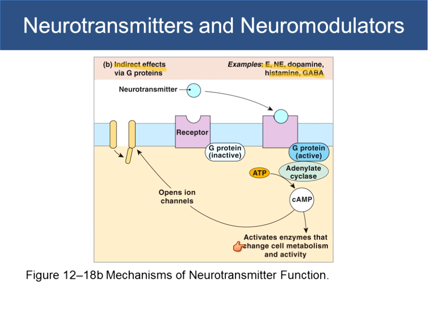So right now it says activates enzymes that change cell metabolism and activity. That just means all the things that could be going on inside the cell. All of those things that happen within the cell, the things that we want the cell to do, will happen now because of this second messenger. So cyclic AMP is our second messenger. Our neurotransmitters are the first messenger.